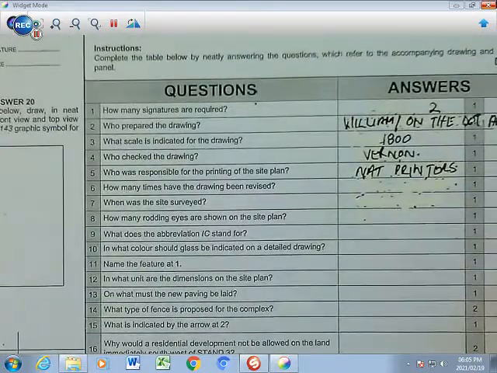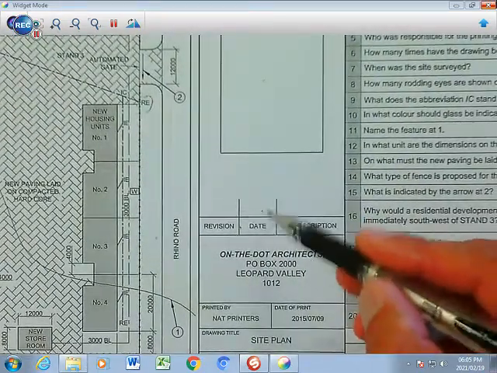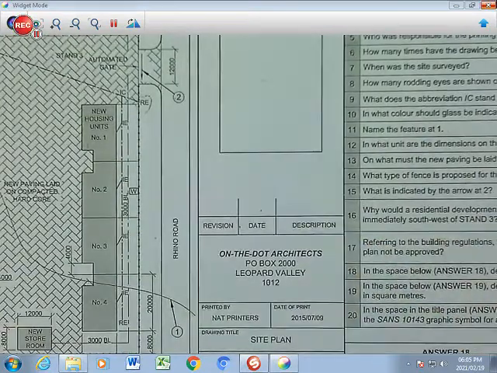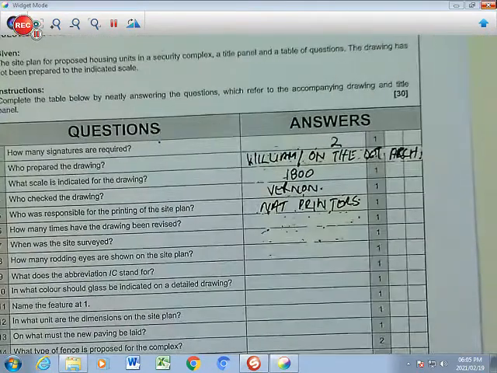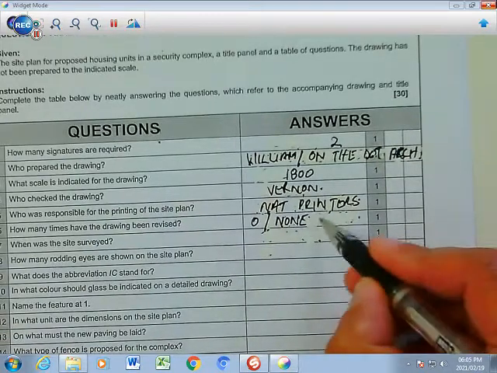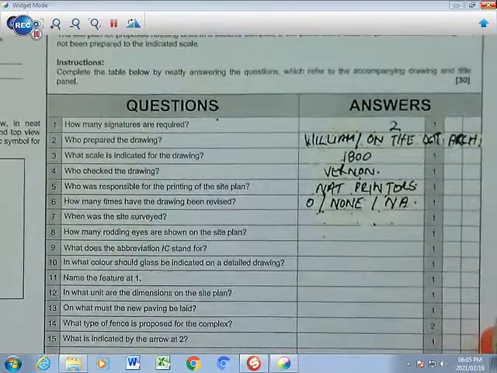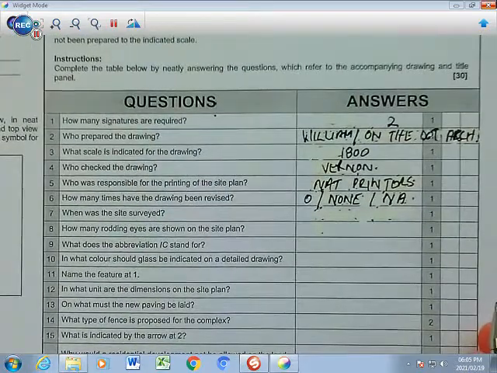How many times has the drawing been revised? So we go to the revision table here and you will find there's nothing actually in the revision table, so that means 0 or none, or you can have not applicable. Alright, all those answers would be correct.